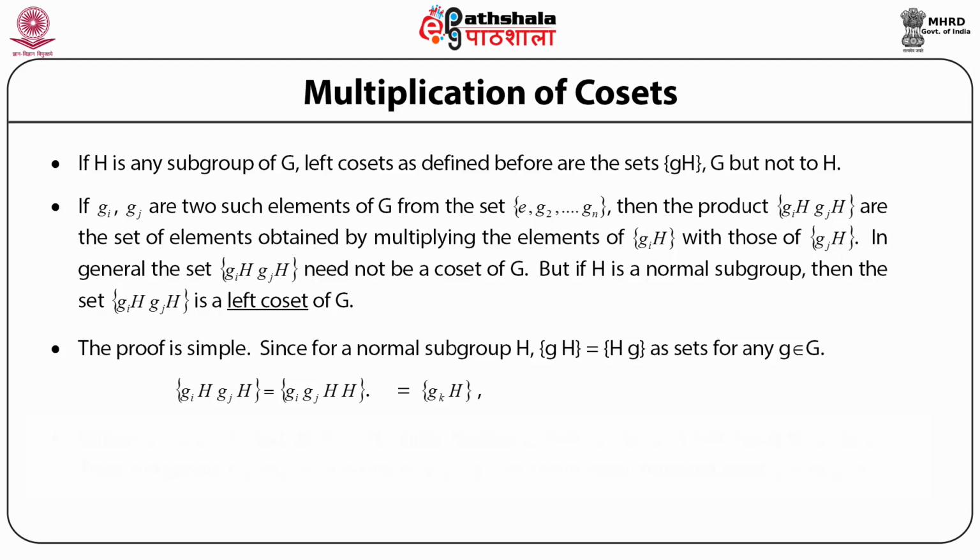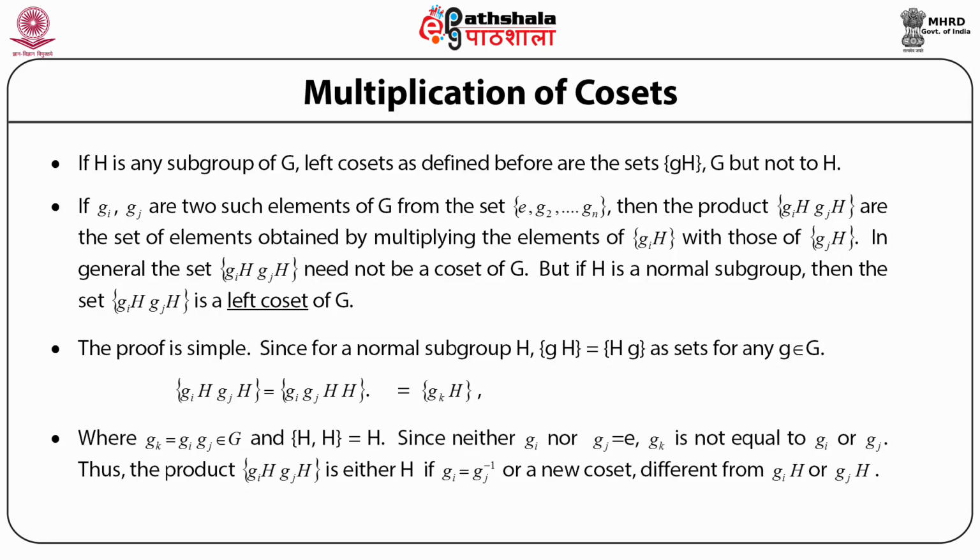Since for a normal subgroup H, the set of elements gH is equal to the set of elements Hg for any g belonging to the group G, the set of elements obtained by multiplying giH with gjH is equal to gigj HH. But HH is equal to H and gigj is equal to gk. So this is equal to gkH, a set consisting of the elements gkH, where gk is equal to gigj, which belongs to G, and obviously h belongs to H.